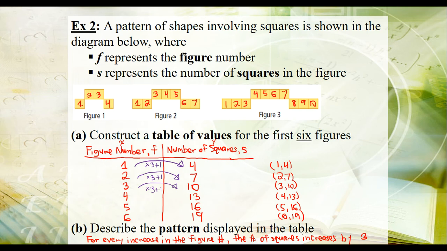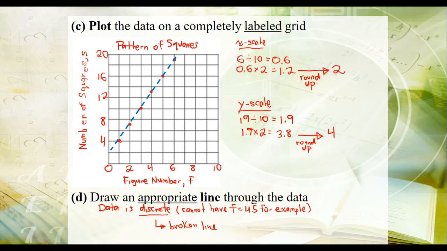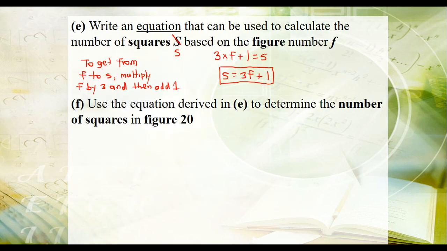Okay, so expanding the data table is not an option here because you have to expand it to like 20 different rows. We have nowhere near enough space to do that. The graph only goes up to a figure number of 10 and a number of squares of 20, so that's not going to fit in the graph. So we're going to use the equation to do this.